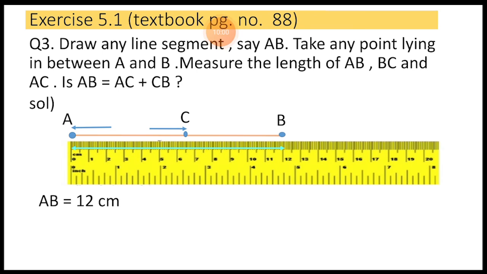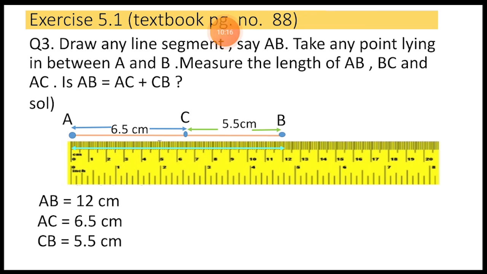In the same manner, when you measure AC, it is 6.5 centimeter, and then on the next side you need to measure from C to B. You can see through the ruler's help it is coming 5.5 centimeter. So let's note down all these things, and now we have to say after the calculation whether AC plus CB is equal to AB or not.